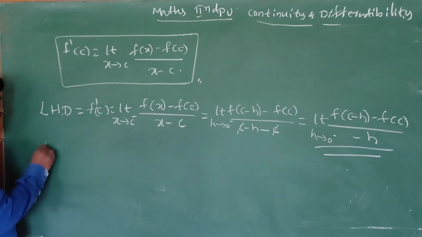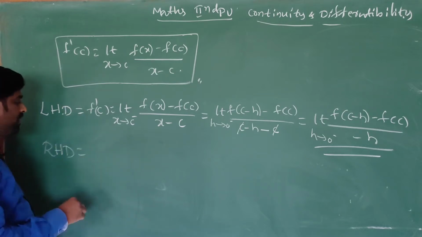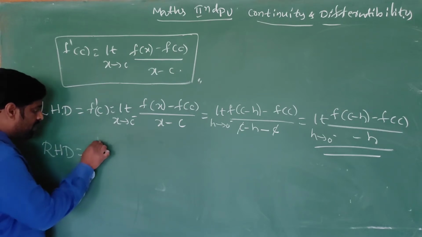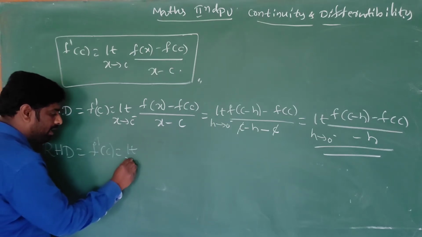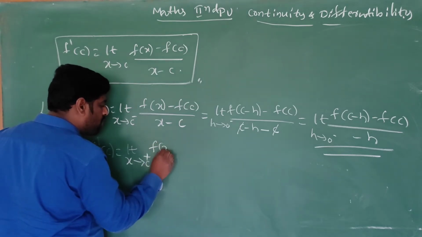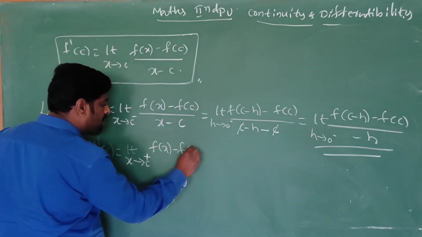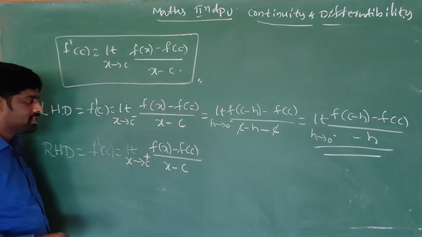Okay. Now come to the right hand derivative. Right hand derivative can be written as f dash of c equals limit x tends to c plus of f of x minus f of c divided by x minus c.